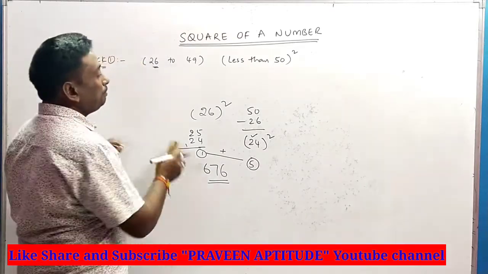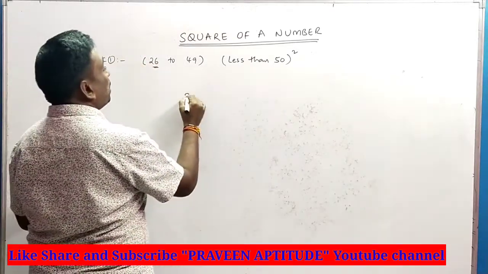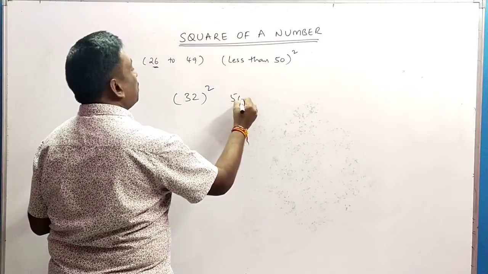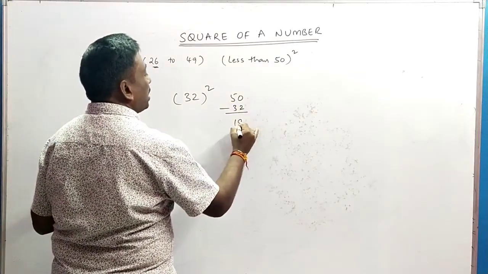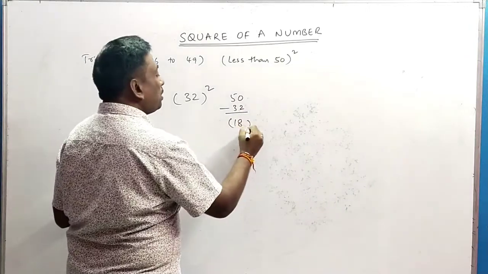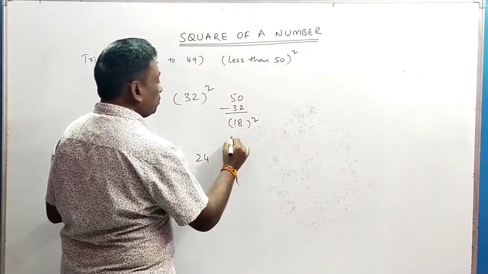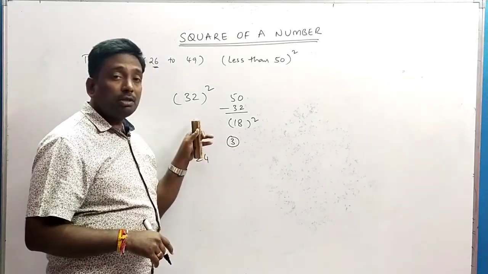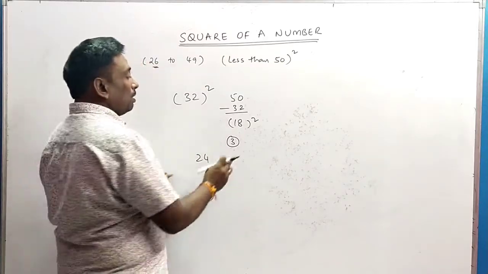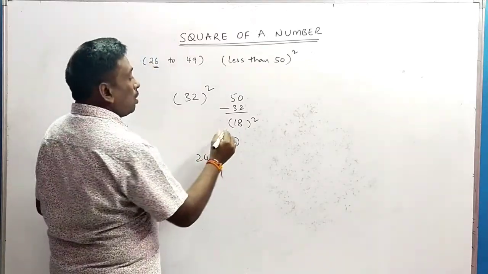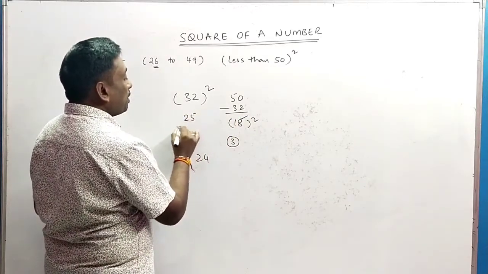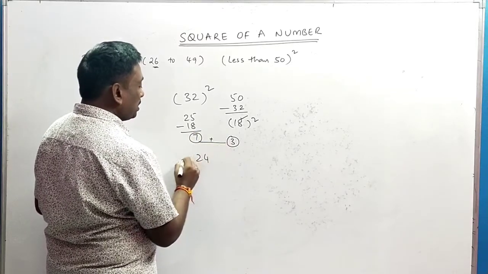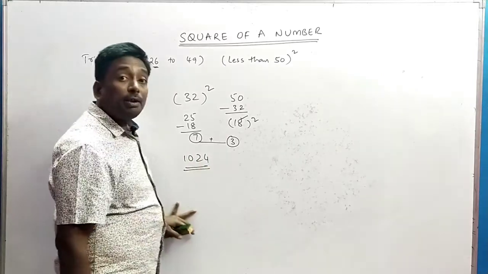One more example: 32 square. What do we have to do? Yes, first you subtract from 50. What does it give? 18. What is the square of 18? 324. If you don't know, first learn the squares from 1 to 25. Then only these are very easy for you. 324. Now this 18 is subtracted from 25. That gives you 7. Here carry is there, 7 plus 3 is 10. Take it here, that gives you 1024.